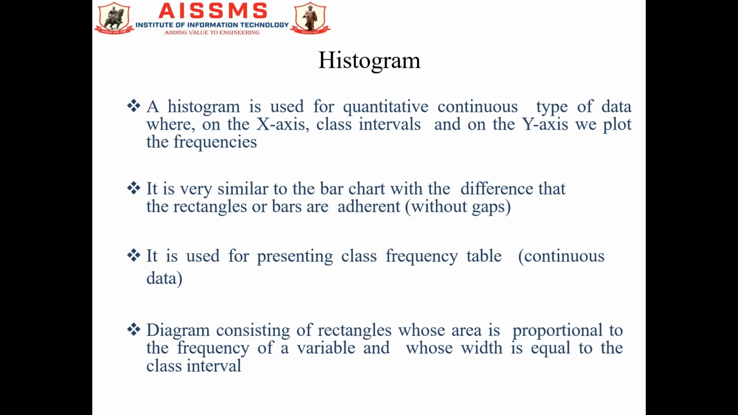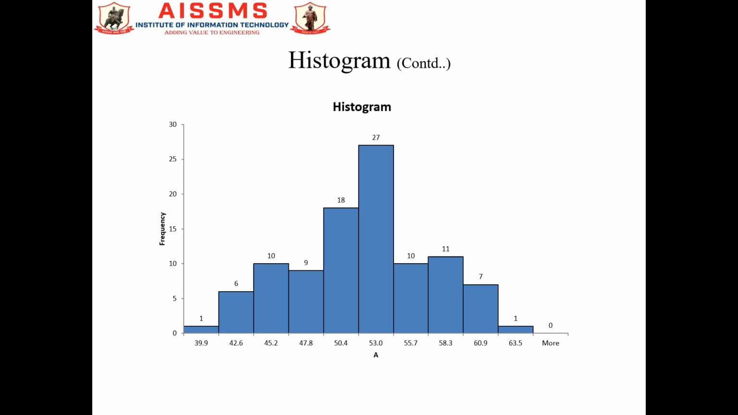Then histogram. Histogram is also used for quantitative continuous type of data, where on the x-axis class intervals and on the y-axis we plot the frequencies. It is very similar to the bar chart, with the difference that the rectangles or bars are adherent, that is without the gaps. It is used for presenting the class frequency table continuous data. Diagrams consisting of rectangles whose area is proportional to the frequency of a variable and whose width is equal to the class interval. This is the histogram.